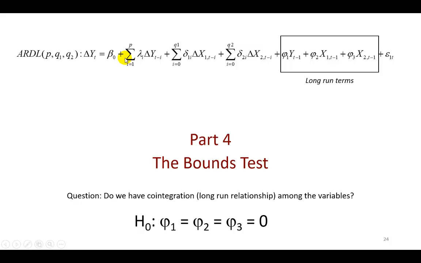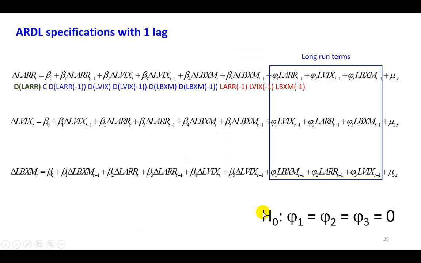Now, notice that this first part right here is the short run component. The long run component is right here, and this is where our focus is. Here we're going to be doing a joint test of the coefficients of these long run terms, phi 1, 2, and 3, and that's what you see right here. If we fail to reject this null hypothesis, then we conclude that there is no long run relationship. But if we reject it, then we say surely we do have cointegration among these variables.